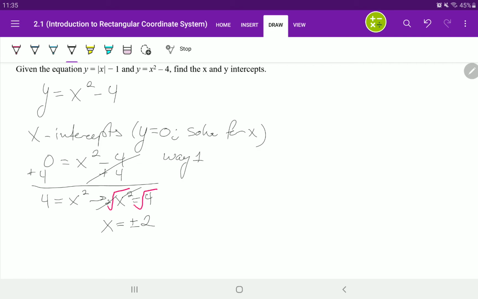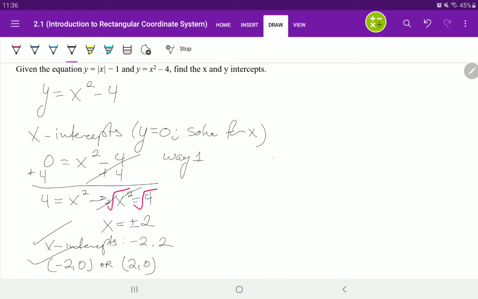When you apply the square root to an equation, you must remember a plus or minus. There are 2 solutions. So my x-intercepts are going to be -2 and +2. As coordinates, that's going to be (-2, 0) or (2, 0).